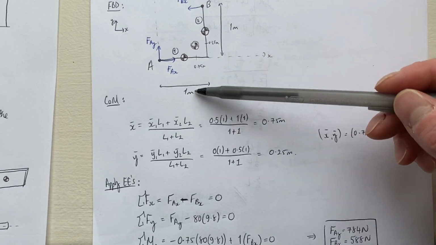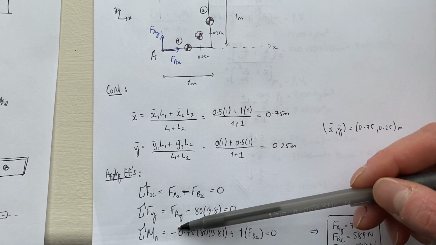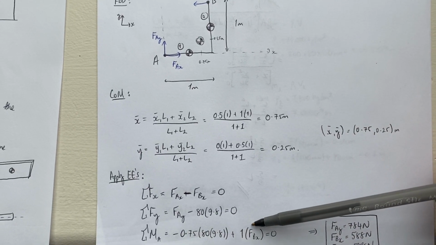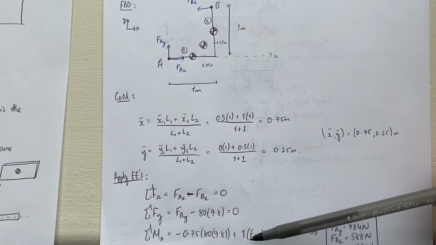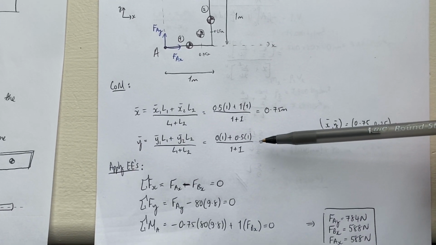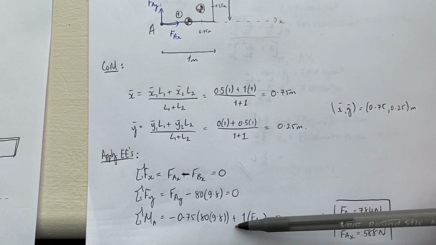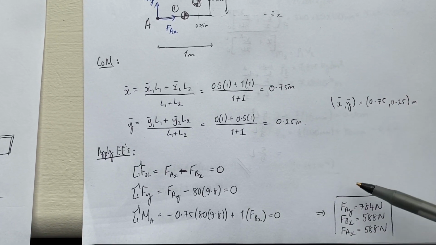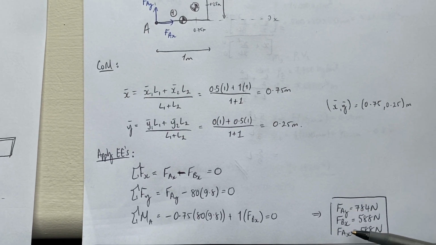And that's going to be in the clockwise direction about A, so that's why this is negative. And then I have the moment due to FBX, which is in the counterclockwise direction, so it's positive, at a perpendicular distance of 1 meter. So therefore I have a system of 3 equations, 3 unknowns, and I can solve them in the usual way to find the reactions at those supports.